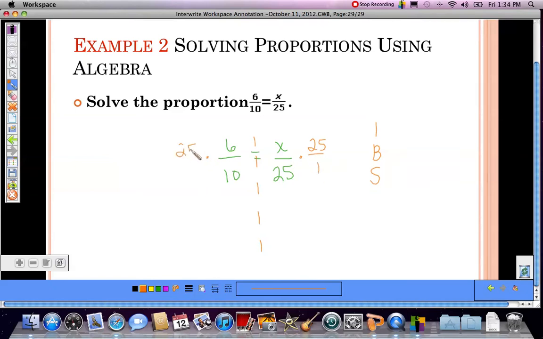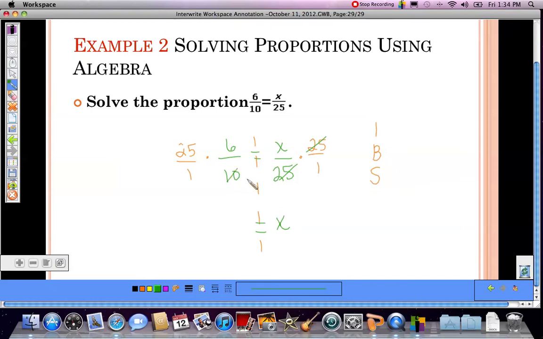Balance, and then finally solve. And on the right side you can cancel out the 25s and you're left with x equals, and over here on the left side we're going to solve our fraction problem, or multiplying fractions.